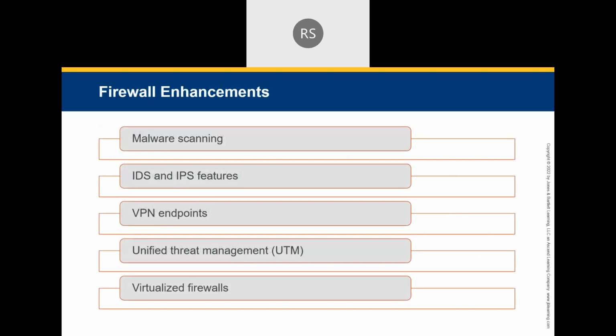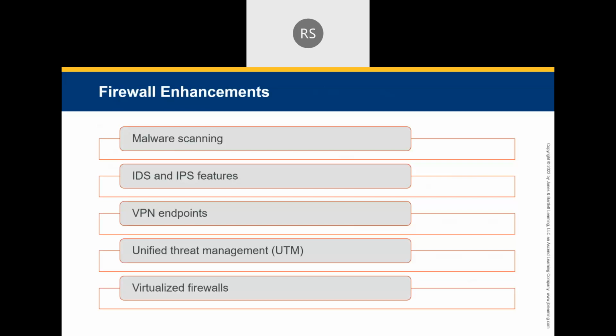Firewalls, VPN endpoints, they facilitate secure remote connectivity by providing a secure tunnel for data transmission over the internet. So it enables the creation of encrypted connections that ensures the confidentiality and integrity of the data transmitted between the remote users and the network.